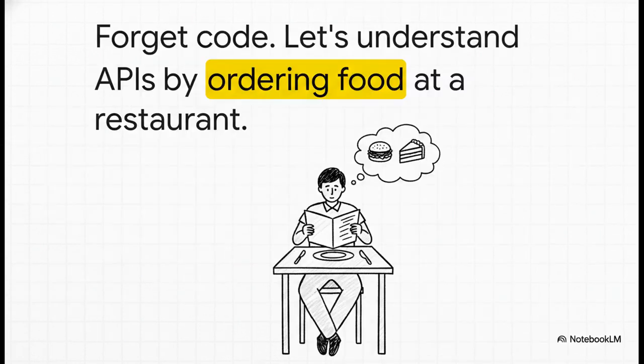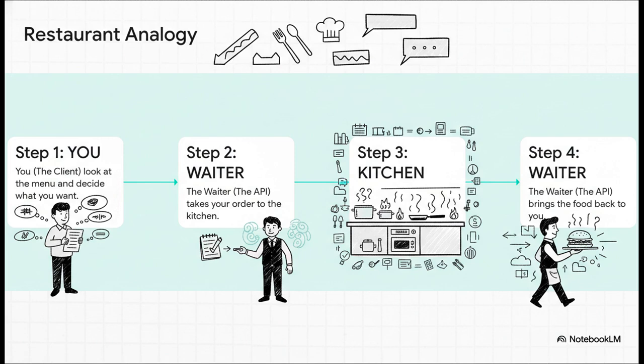Okay, forget all the techie stuff. Just imagine this. You're sitting in a restaurant, you're hungry, and you've got a menu in front of you. This, believe it or not, is the perfect way to understand how APIs work. Here's the breakdown. You're the client, you look at the menu of options and you know what you want. Way in the back, the kitchen is the server. It's this powerful place that has all the stuff, in this case, the food.